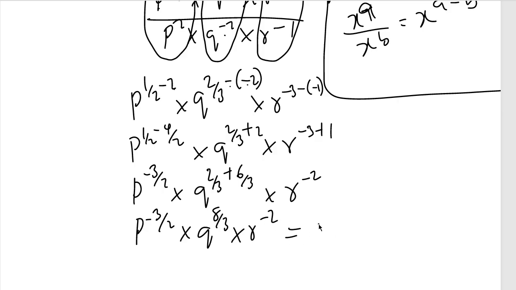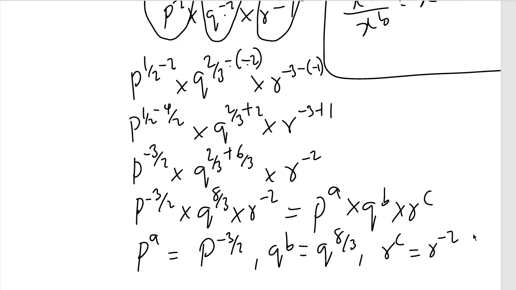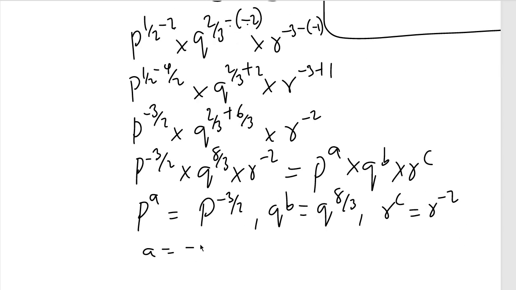Then we compare this with P to the A times Q to the B times R to the C. Comparing P to the A with P to the negative 3 over 2, Q to the B with Q to the 8 over 3, and R to the C with R to the negative 2, we can therefore say that A is equal to negative 3 over 2, B equals 8 over 3, and C equals negative 2.